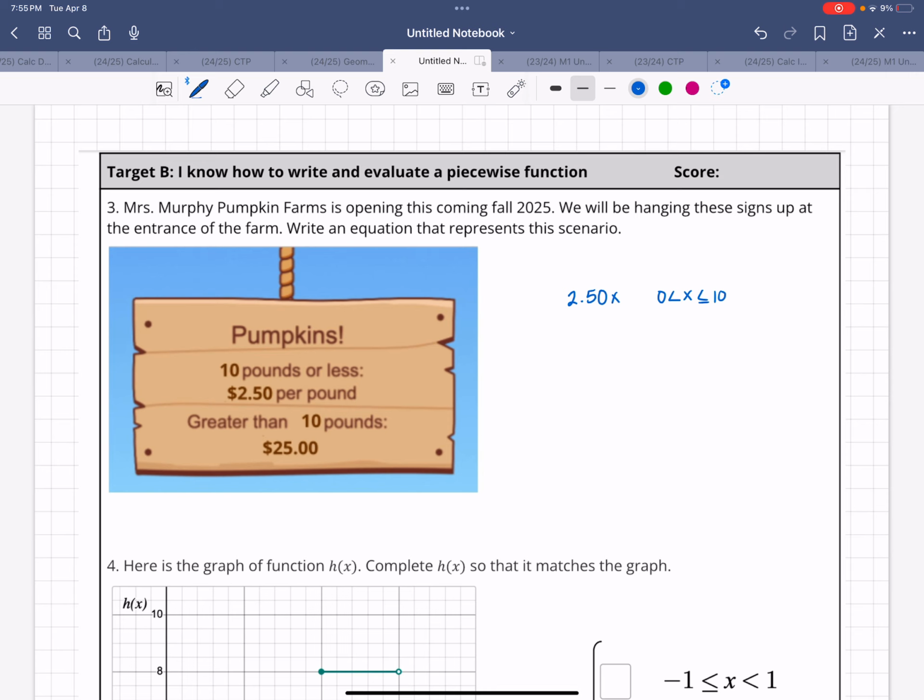If I continue to read, it says pumpkins that are greater than 10 pounds are going to be $25. That's just a flat fee, so my other piece is just a flat fee of $25, and that's for any pumpkin that is greater than 10. That's all you needed to do here. If you wanted to use a fancy bracket or give it a function name, those were all bonus things that you could do.